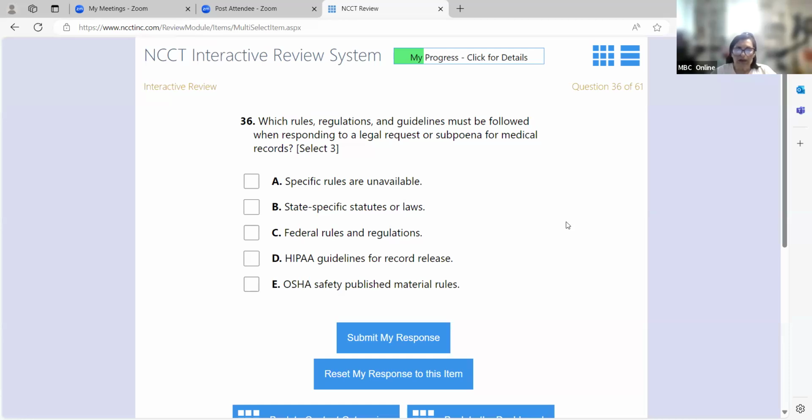Which rules, regulations, and guidelines must be followed when responding to a legal request or subpoena for medical records? A, specific rules are unavailable. B, state-specific statutes or laws. C, federal rules and regulations. D, HIPAA guidelines for record release. Or E, OSHA safety published material rules. So what are the 3?